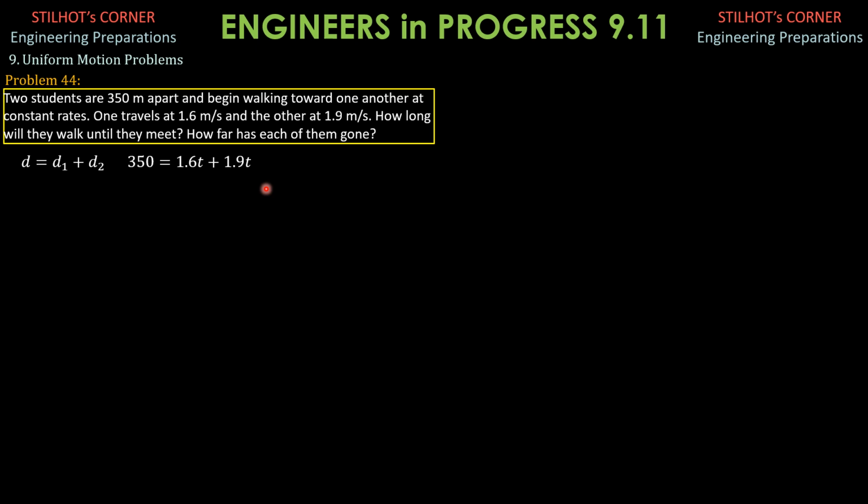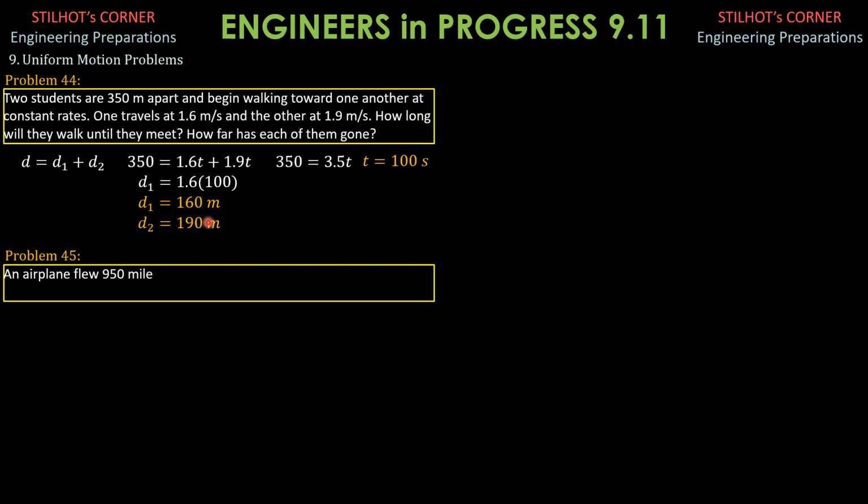350 is equal to 3.5t. So 350 divided by 3.5, the time is 100 seconds. Therefore, the distance traveled by the first student is 1.6 times 100, 160 meters, and the distance traveled by the second is 1.9 times 100, and it is equal to 190 meters. So that's a simple problem.